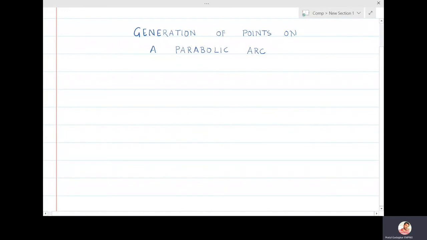Okay, so in this lecture, we are going to study the generation of points on a parabolic arc. Now, we all know that there are two kinds of parabola: one symmetric about the x-axis, given by y square equal to 4ax, and the other symmetric about the y-axis, which is x square equal to 4ay. This parabola looks of this kind, and that parabola looks of that kind, depending upon whether a is positive or negative. So basically, these are the two types of parabolas. Now we will look at both the cases one by one.